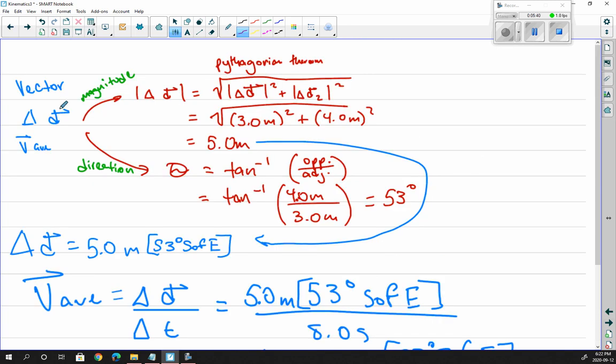So here we go. Displacement. I need to find the magnitude and the direction. To find the magnitude, I use the Pythagorean theorem and I get 5 meters. To find the direction, I use tan inverse, which is opposite over adjacent.